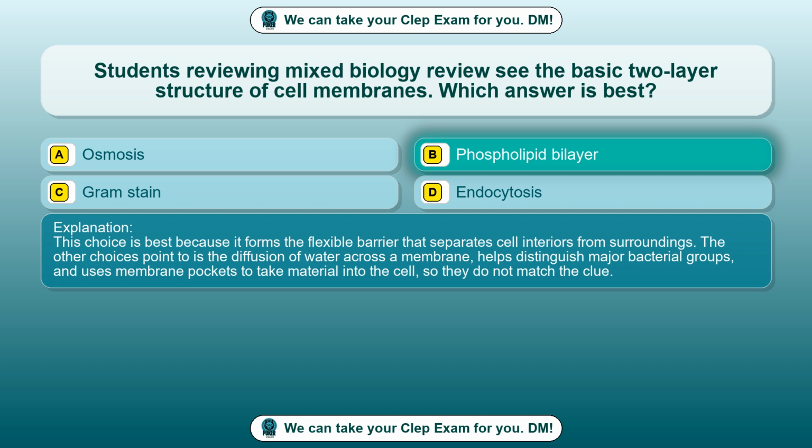This choice is best because it forms the flexible barrier that separates cell interiors from surroundings. The other choices point to the diffusion of water across a membrane, what helps distinguish major bacterial groups, and what uses membrane pockets to take material into the cell, so they do not match the clue.